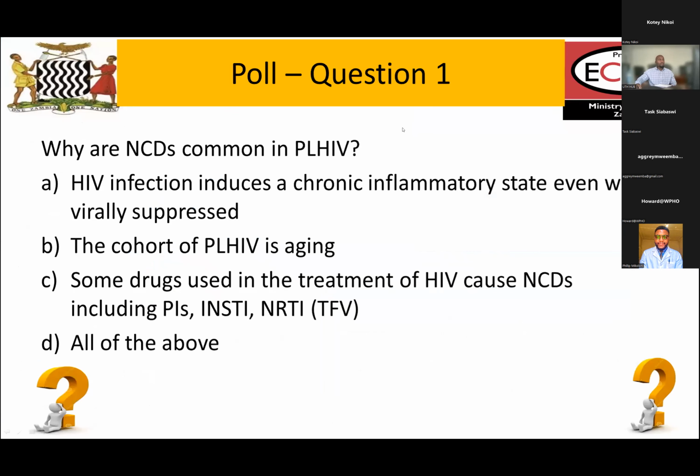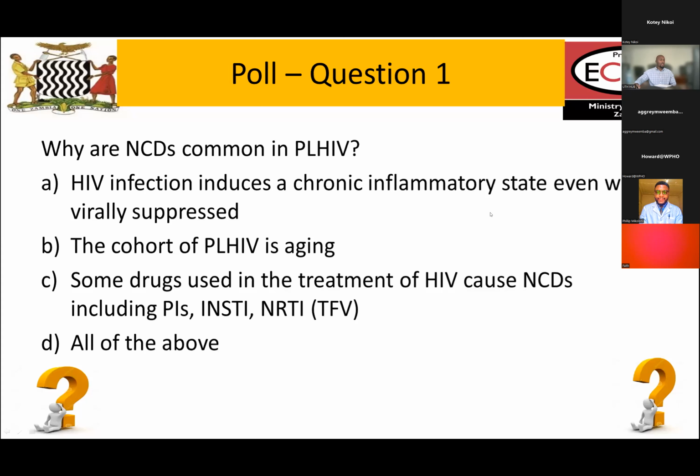Welcome to the first poll question. So the first poll question reads, why are NCDs common in people living with HIV? Why are non-communicable diseases common in people living with HIV? The poll has been launched. We can start to poll. A, HIV infection induces a chronic inflammatory state even when virally suppressed. B, the cohort of people living with HIV is aging. C, some drugs used in the treatment of HIV cause NCDs.